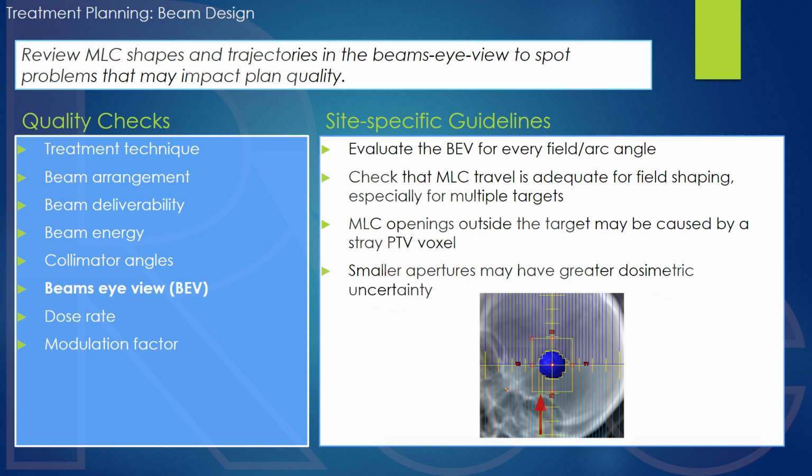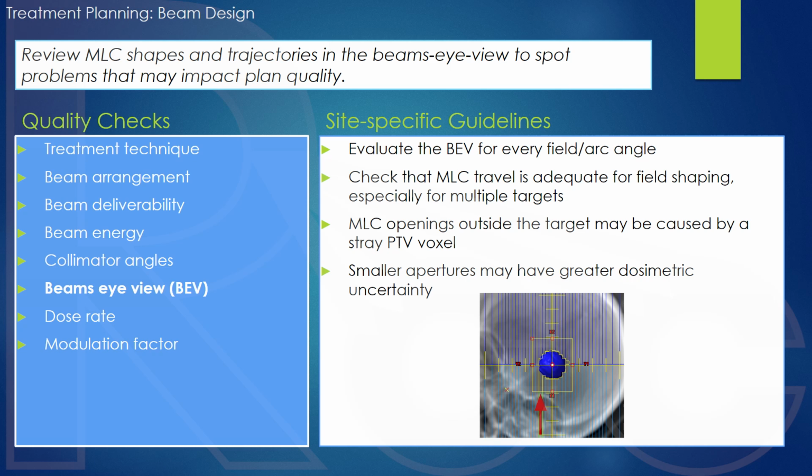By looking at the beam's eye view, it may be possible to find MLC openings outside the target volume that could be caused by a stray PTV voxel. And so that's what I'm showing in this example below. So you can see this large blue PTV that represents an SRS target volume. And then you can see that one of the leaves opens up, and that's opening up to treat this really, really tiny dot where there's a stray contour that just wasn't caught by the physician during the volume definition.